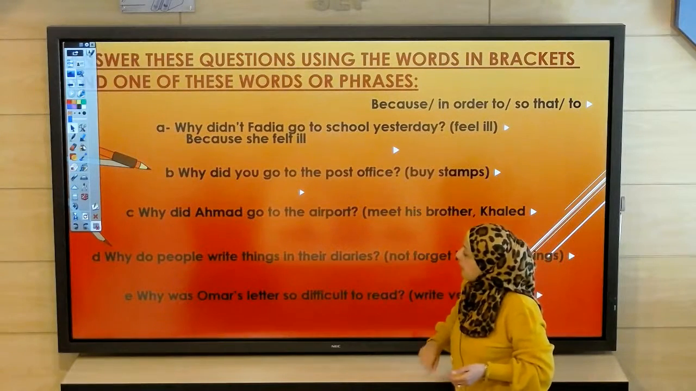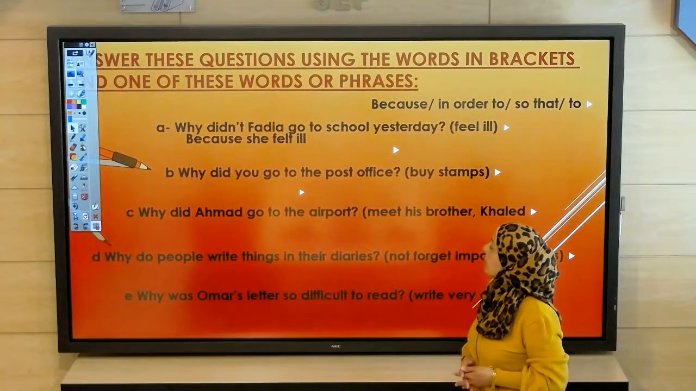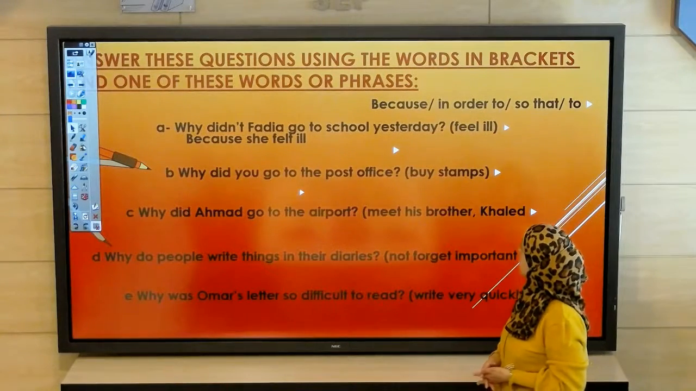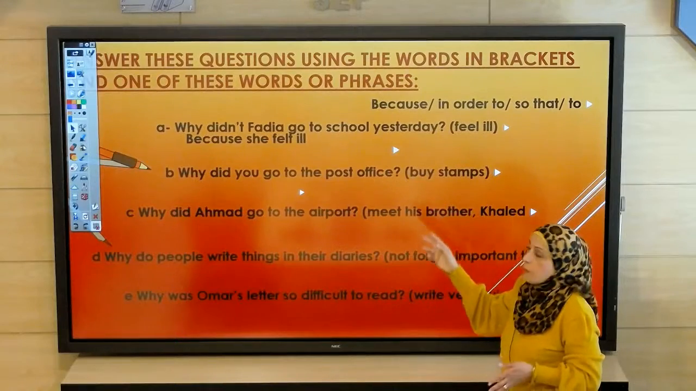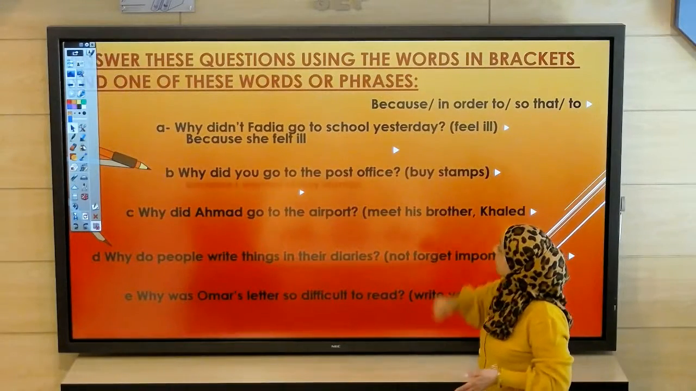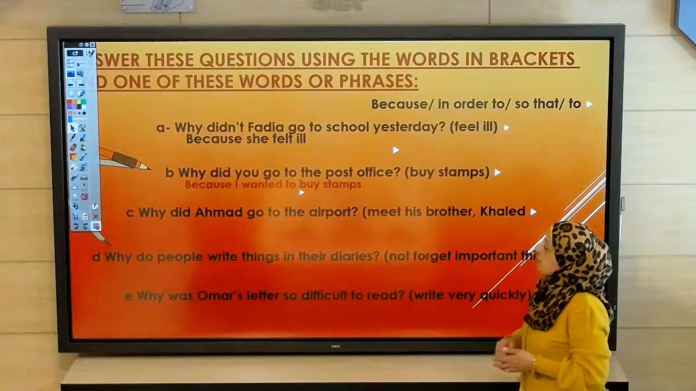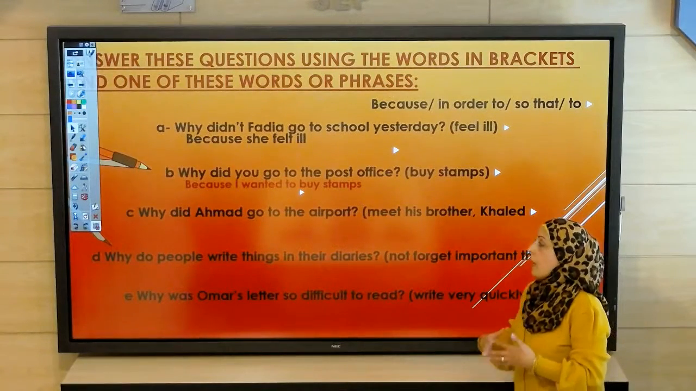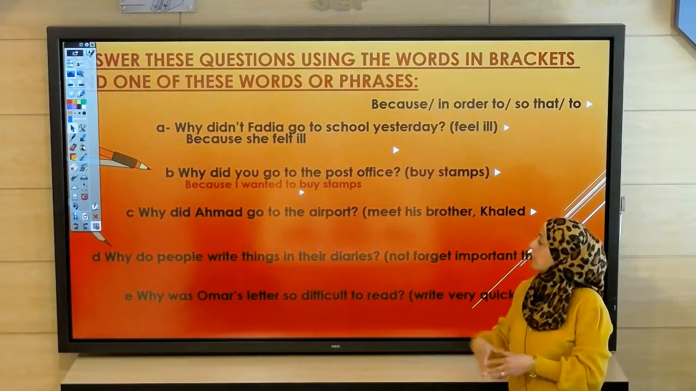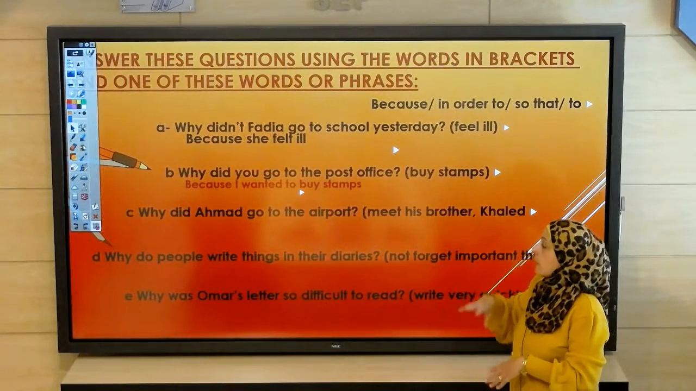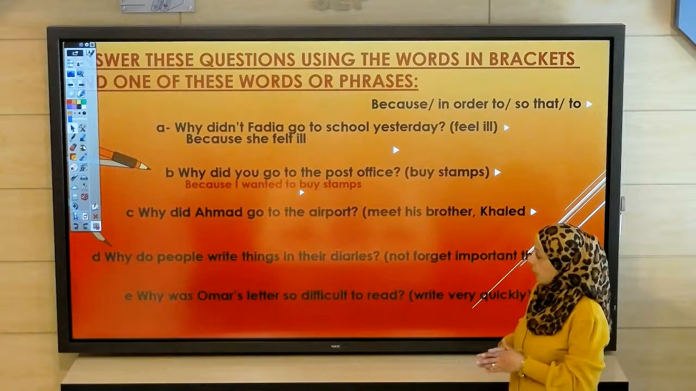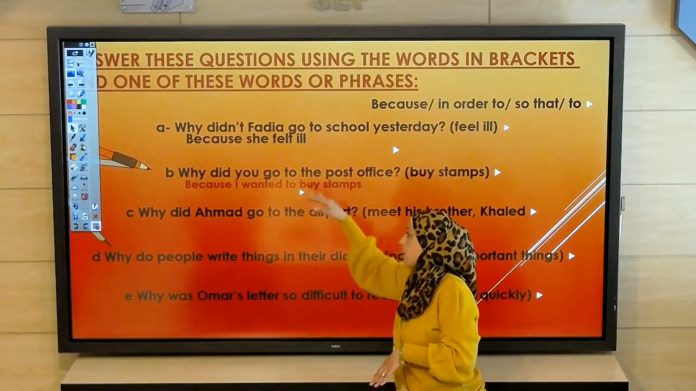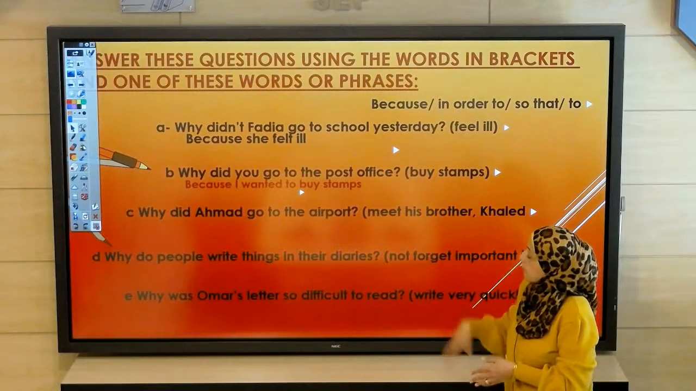Let's move to B. Why did you go to the post office? Buy stamps. Let's see how can we answer. Because I wanted to buy stamps. So I went to the post office because I wanted to buy stamps. Okay? After because, I have a clause, subject, verb, and then we complete our clause.